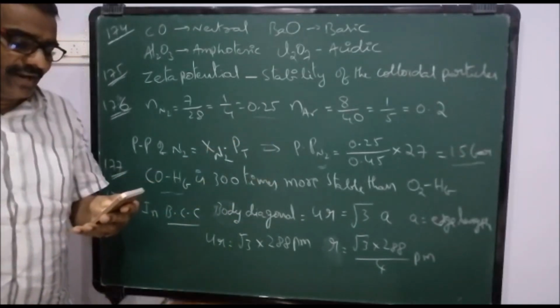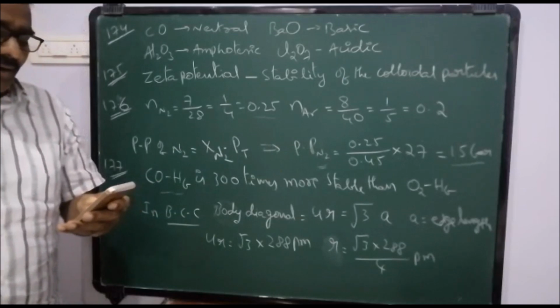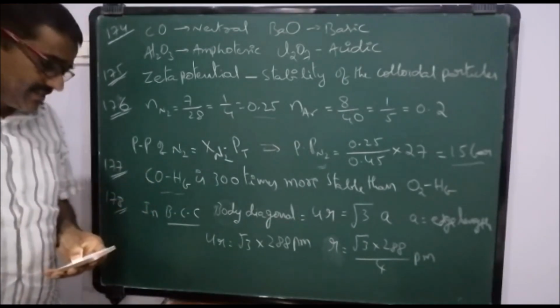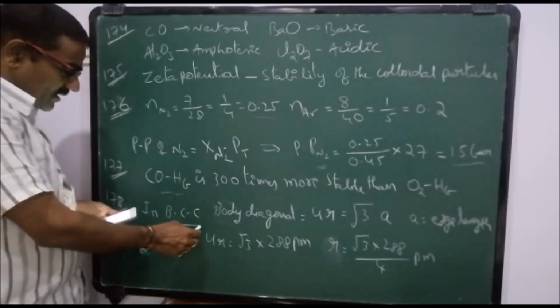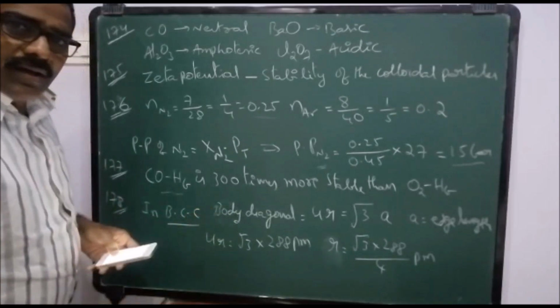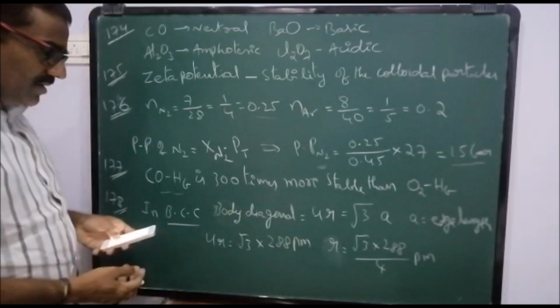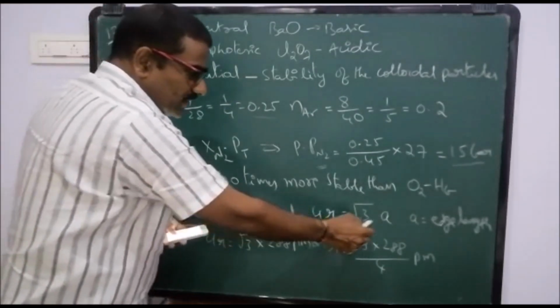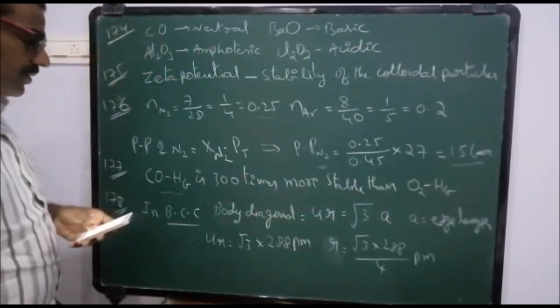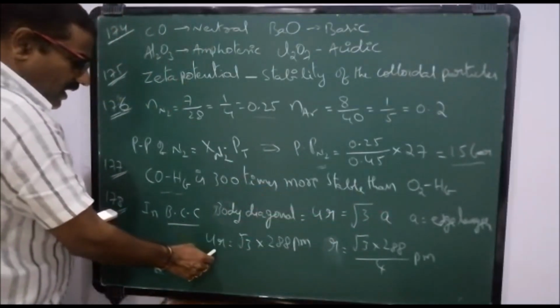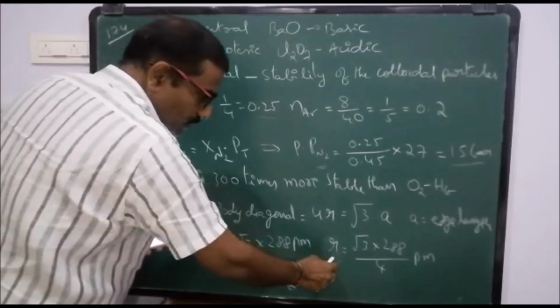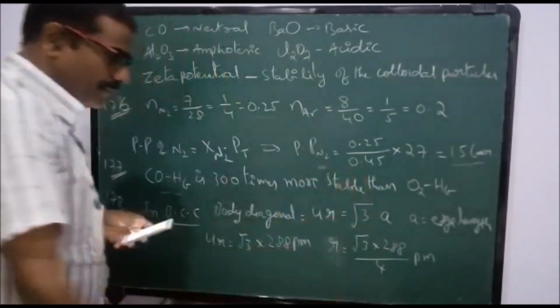And question number 178. An element has a body-centered cubic structure with a cell edge of 288 picometers. The atomic radius is? In BCC structure, along the body diagonal, the spheres are touching and the body diagonal is equal to 4r, that is equal to root 3 a, where a is the edge length, and here 4r is equal to root 3 into 288 picometers. Otherwise, the radius of the atom is equal to root 3 into 288 by 4 picometers.